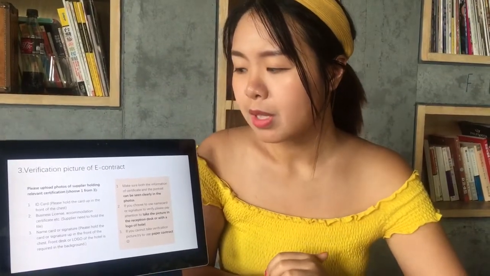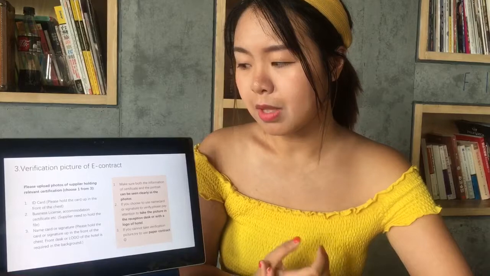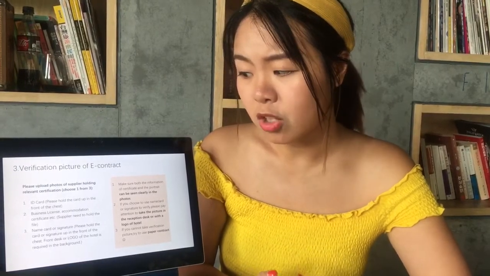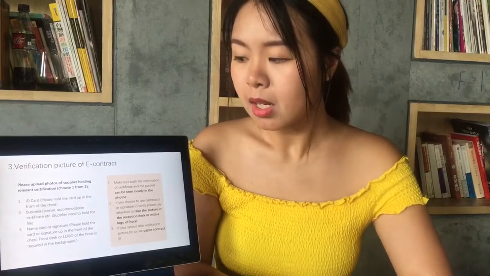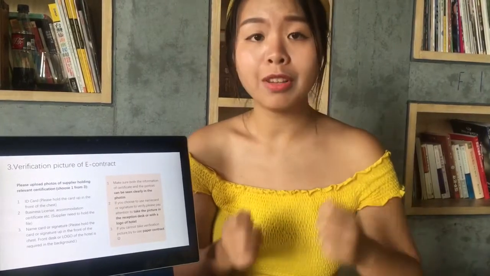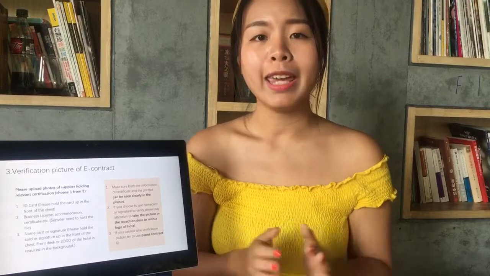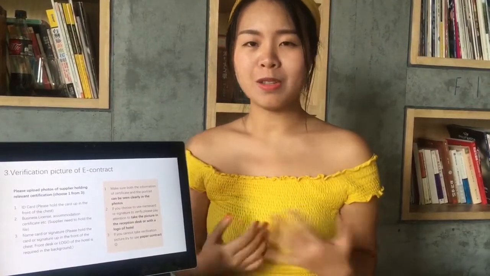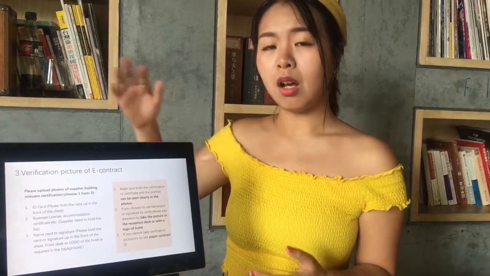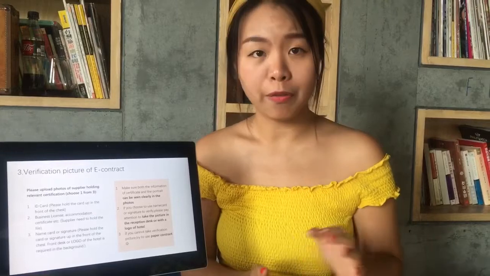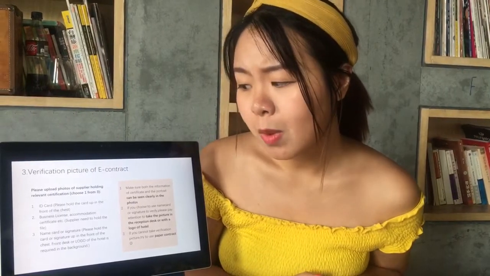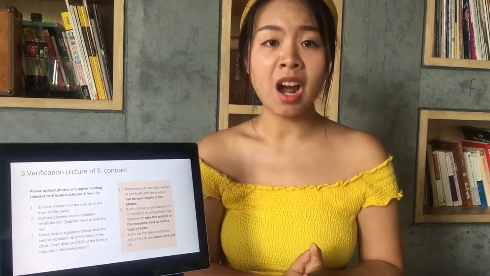Secondly, they can choose to use a business license, accommodation certificate, or a similar certificate. The supplier needs to hold these certificates to take the photo. It cannot be just on the wall with you standing in front of it to take the photo, because that cannot prove that the person in the photo is really the supplier of this property. And the next one is, if they don't have the business license and they don't want to show you the ID card, it's okay.